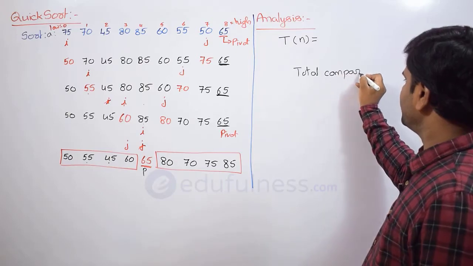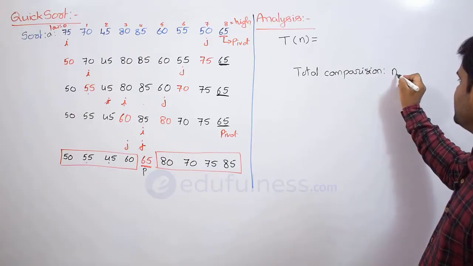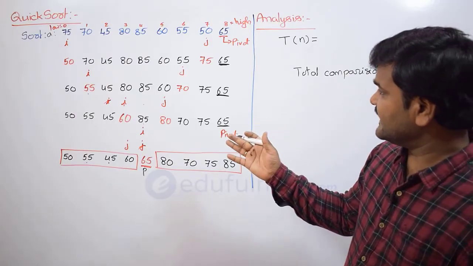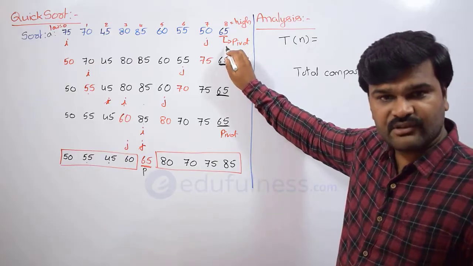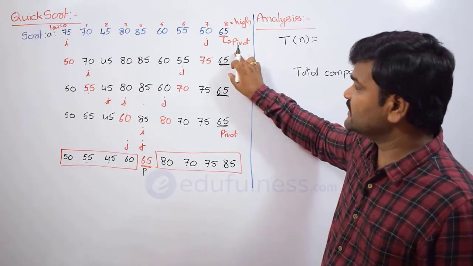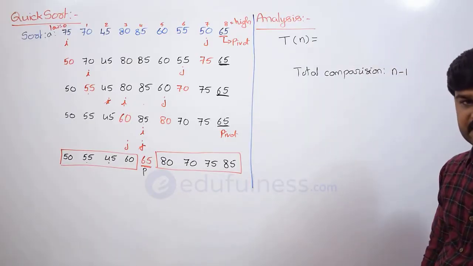So total comparisons, how many actually? n minus 1 comparisons we did. Total n elements are there. If you remove the pivot element, n minus 1 elements remain, and every element we compared with the pivot. So that means n minus 1 comparisons we did actually.